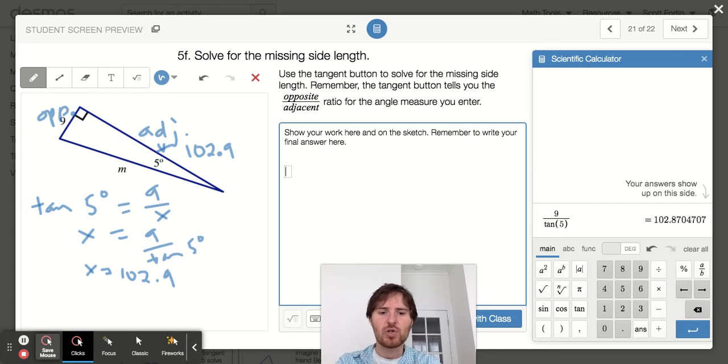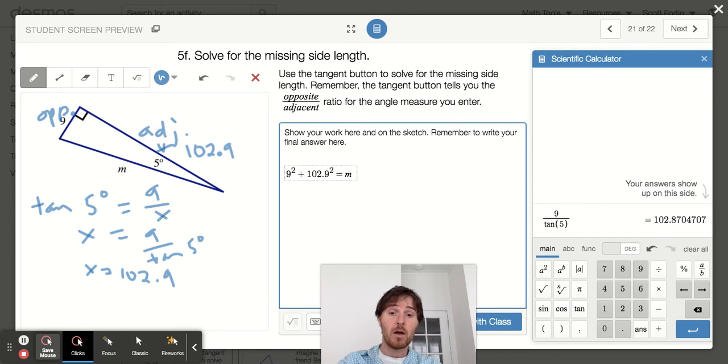Well, I know the sum of the squares, okay, 9 squared plus 102.9 squared would equal m squared. Oh, lowercase. It was lowercase in the diagram. Why is it doing uppercase there? There we go, m squared. There you go. There you have it, okay?